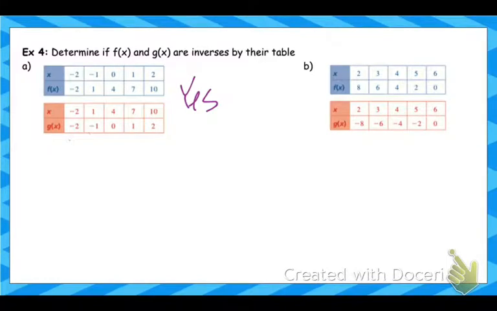But if you look at B, the x and y values have not actually changed places. All that's happened is they've been made negative. That is not an inverse. So we have to actually switch the x's and the y's. We can't just try and make one negative.